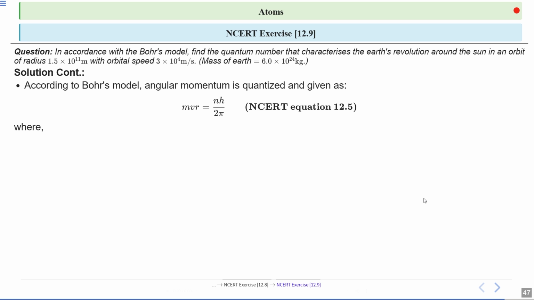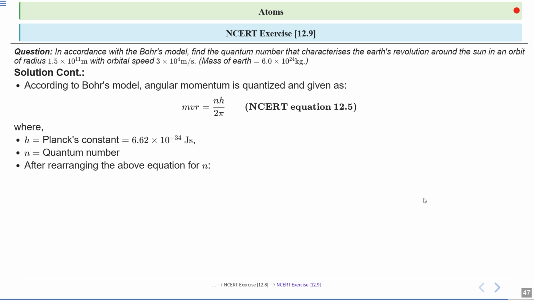Let's clarify what each symbol in the equation stands for. h is Planck's constant, which is a fundamental constant in quantum mechanics. Its value is 6.62 times 10 to the power minus 34 joule second. n is the quantum number. This is what we are trying to find. It tells us which allowed orbit Earth would be in according to Bohr's model. Now let's rearrange the equation to solve for n. After rearranging, we get n equals mvr 2 pi upon h. This formula lets us plug in the Earth's mass, speed, orbital radius, and Planck's constant to calculate the quantum number.